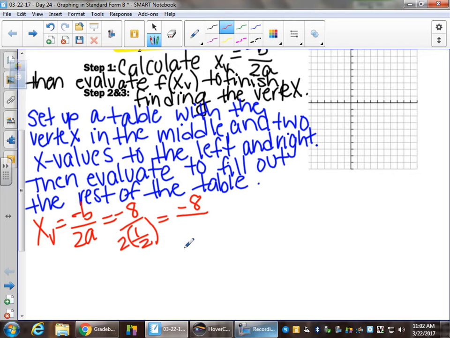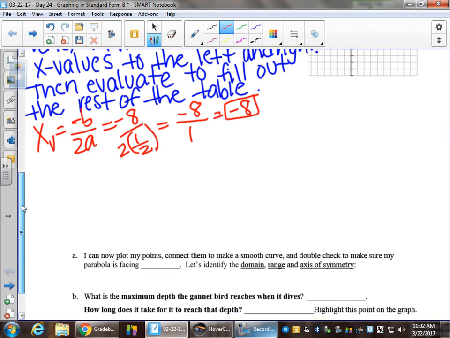So we have negative 8. What is 2 times 1/2? 1. So my x value of my vertex is just 8. How am I going to find my y value of my vertex? I'm going to put in what? For x. Yes, we just solved for 8, so now we're going to plug it back in and solve for the y value of our vertex.